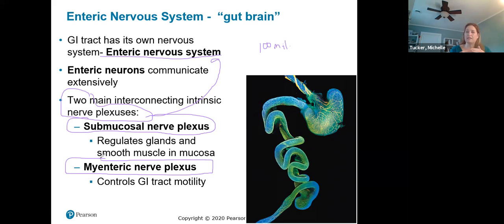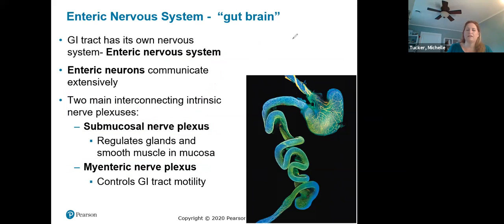Usually it's in between the circular and longitudinal layers. So it's in that muscularis externa tunic. Okay, so we have a nerve plexus in the submucosa and one in that muscularis layer, the external one, the big one. These two nerve plexuses are going to promote very different functions.